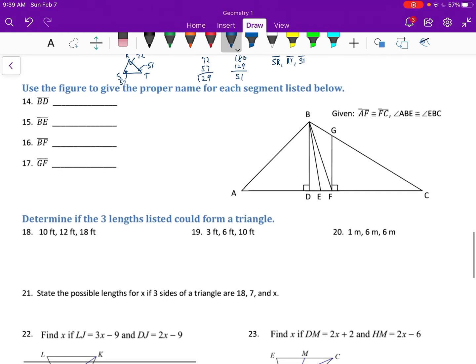We've seen this figure before. Use the figure to give the proper name for each segment. So the different segments are altitude, angle bisector, median, and perpendicular bisector. We see some information here that we have right angles. We also have some information to the right. AF is the same length or is congruent to FC. So that means F is the midpoint.